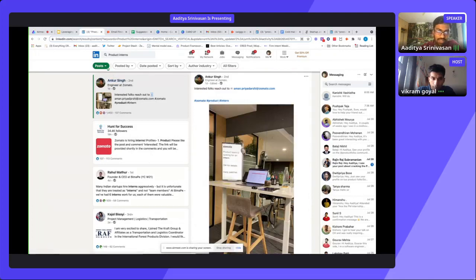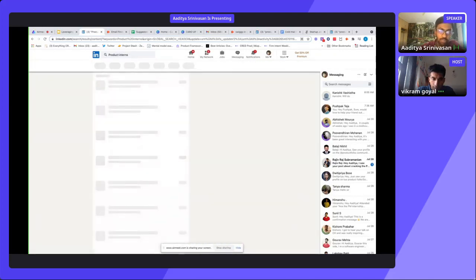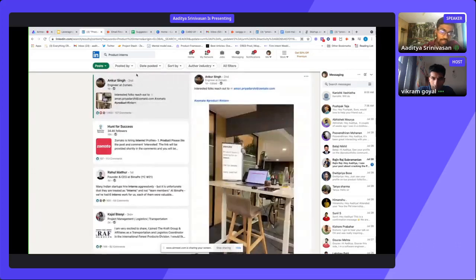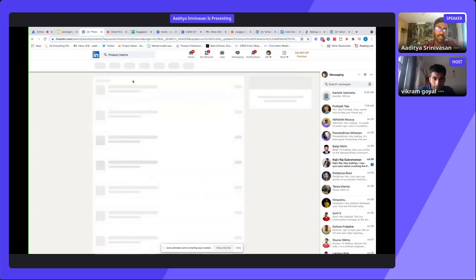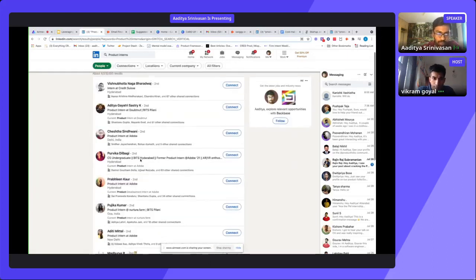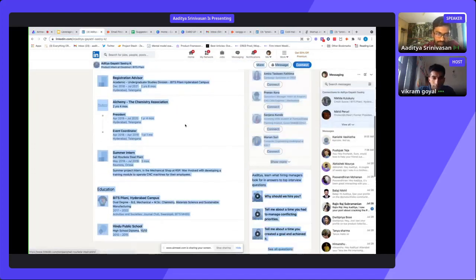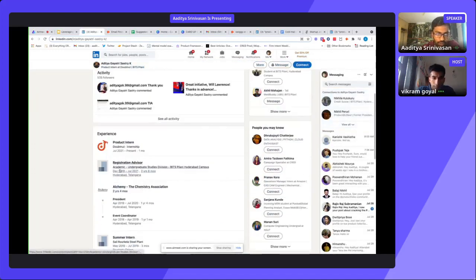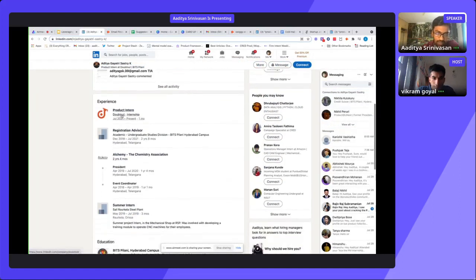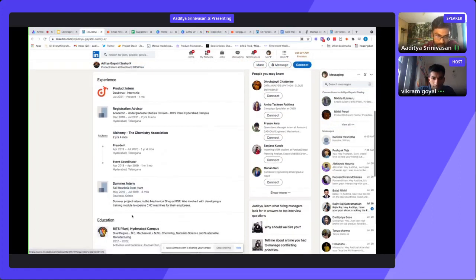The second way of looking into it is typing product interns and checking out the people who have worked in it, right? So what I do is I click on this and go to people. So you can see the different profiles of people who work as product interns. Suppose someone has worked as a product intern at .NET. What is their profile? Have they got it right from college? Now, what this gives you is an idea that, okay, this company .NET hires college students for internships. So this is one of the companies you can reach out to.